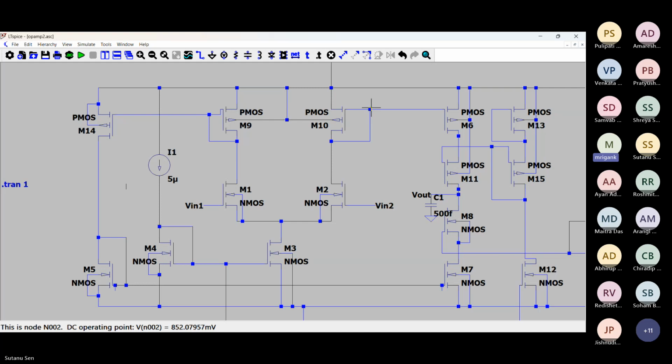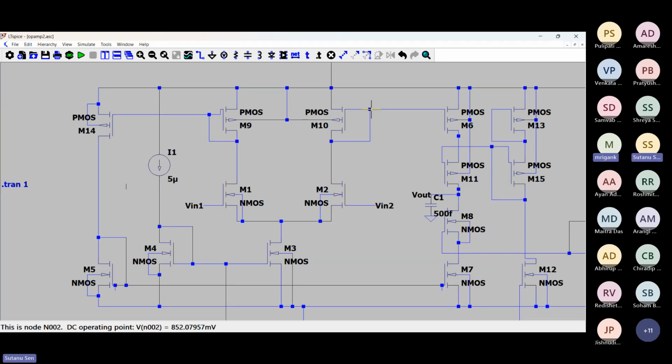So overdrive voltage is different. So overdrive voltage of M10 is less. Sorry, higher, because VSG is higher. So 2ID upon V overdrive. For the same ID, the overdrive voltage of M10 is coming higher. As a result, the GM is smaller. So effectively, what we are seeing is GM of M10 is smaller than GM of M9.